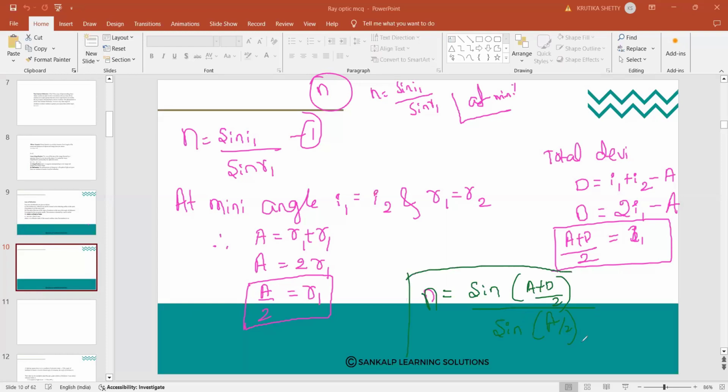So this is the formula for the refractive index of the prism, and this derivation is also called the prism formula. What do they call it? We call it the prism formula. See, if any doubt is there, please ask.